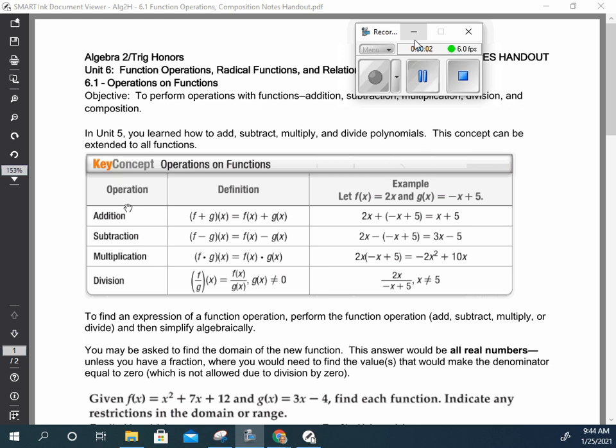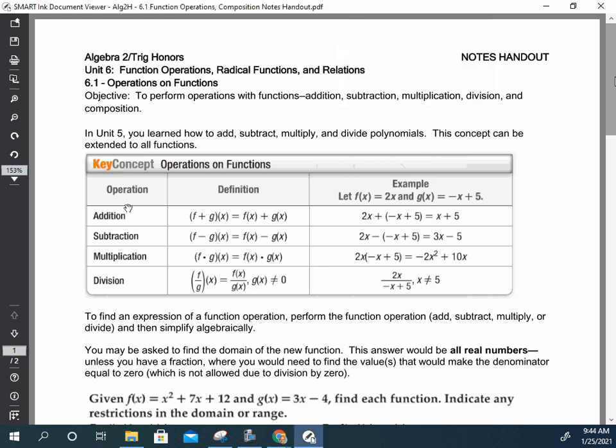All right, so unit number 6 focuses on working with different types of functions, most specifically radical functions. This one is a mixture of a unit that first deals with the concept of a function operation. A function operation is simply taking two functions and either adding them, subtracting them, multiplying, or dividing. So literally nothing new than what you've already done.